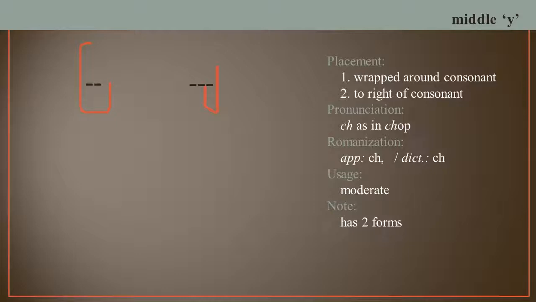Listen to its sound on the language app with this and some of the examples that I've used previously. Next, we're going to take these same symbols, although we only need the smaller form of the first one, and we're going to add it to this letter, which you may recall is pronounced ka. We're going to take the symbol and again either wrap it around this consonant or place it to the right of the consonant, and that's going to produce the sound CH, as in the word chop. And so both on the language app and the dictionary, it's represented by the letters CH. Its usage is moderate, and we'll again note that it has two different forms, but the pronunciation is the same.